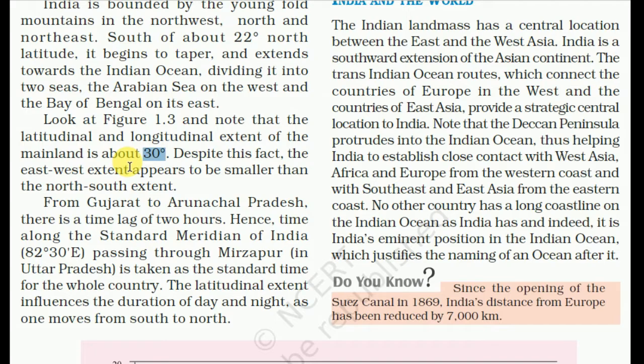From Gujarat to Arunachal Pradesh, there is a time lag of about 2 hours, or about 1 hour 45 minutes. Hence, the time along the standard meridian of India, that is 82.30 degree east, passing through Mirzapur in Uttar Pradesh, is taken as the Indian Standard Time for the whole country. The latitudinal extent influences the duration of the day and night as one moves from south to north.